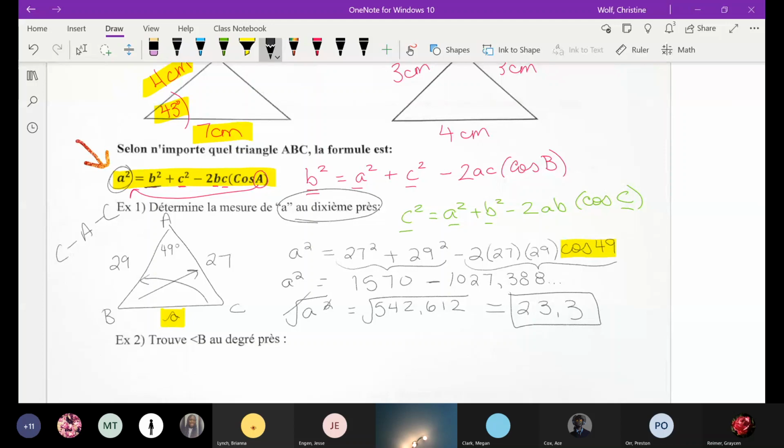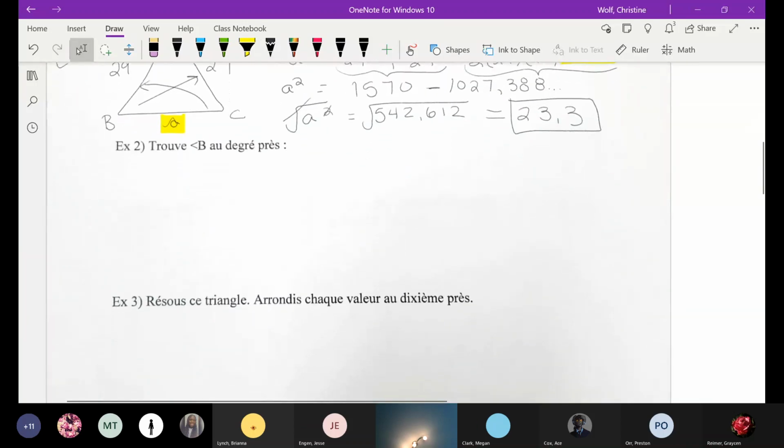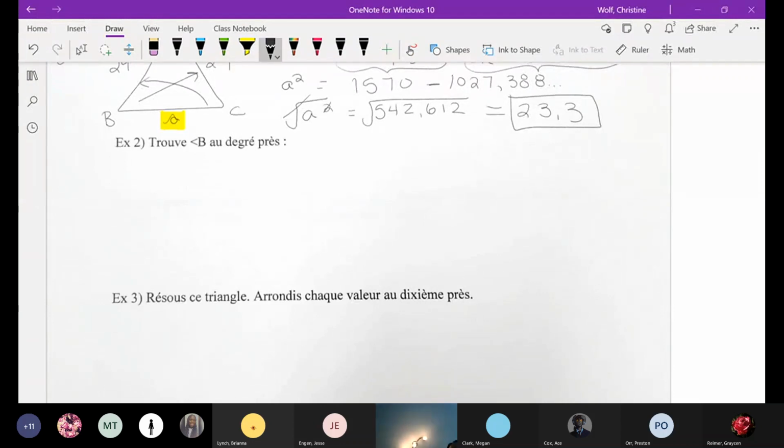Okay? Okay. Exemple 2. Maintenant, nous allons trouver un angle qui manque. So voilà le triangle pour exemple 2. Triangle ABC. Voilà les côtés connus. 6, 11, 12. OK, so ça c'est un cas de loi de cosinus parce que c'est côté, côté, côté. All right, et je suis en train de trouver B.